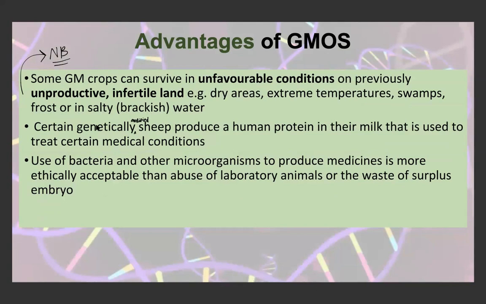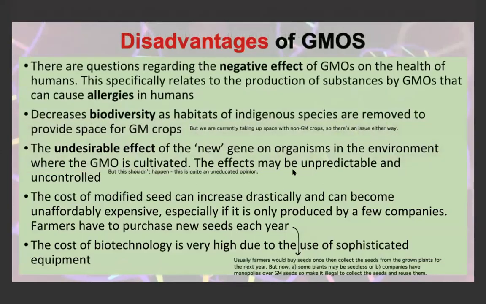You can also use genetically modified sheep to produce a human protein in their milk, that is used to treat certain medical conditions. You can also use bacteria and other microorganisms to produce medicines, like we spoke about in the insulin thing, which is more ethically acceptable than to use lab animals or to research on embryos.